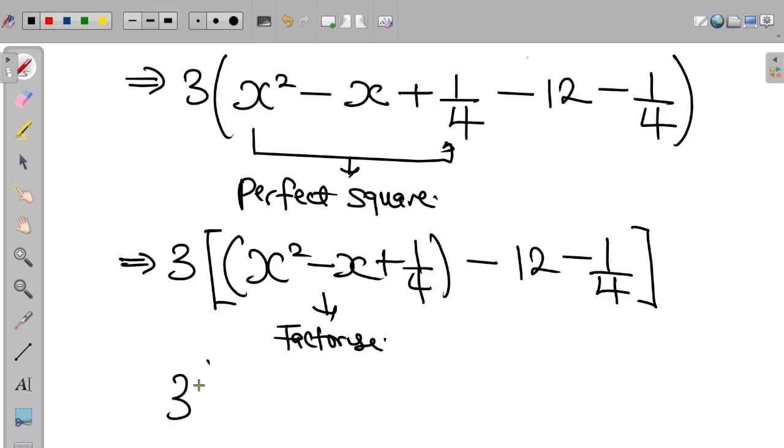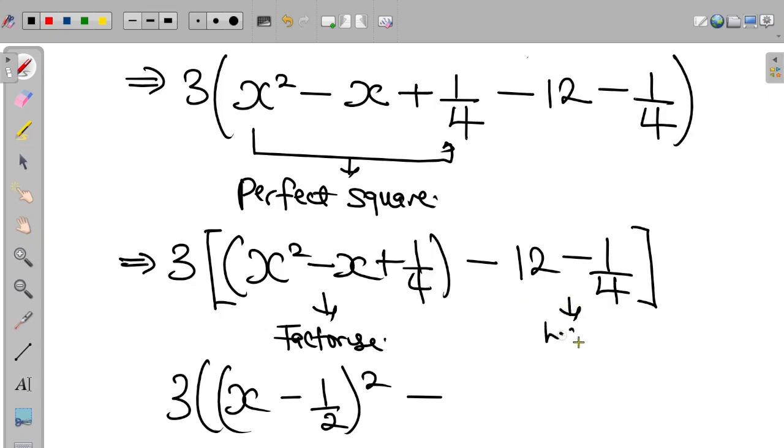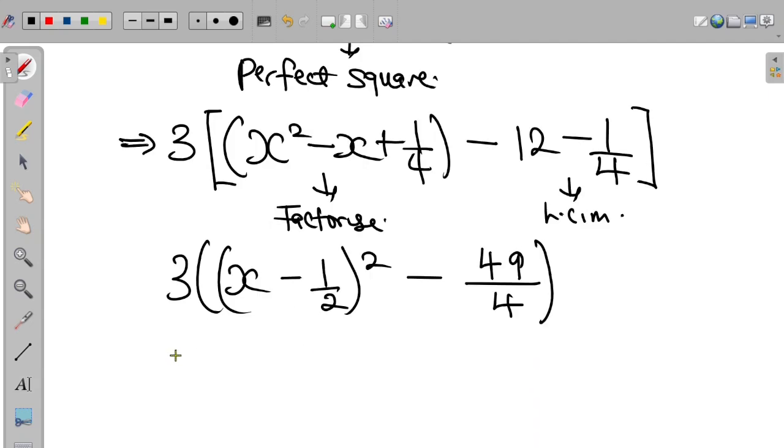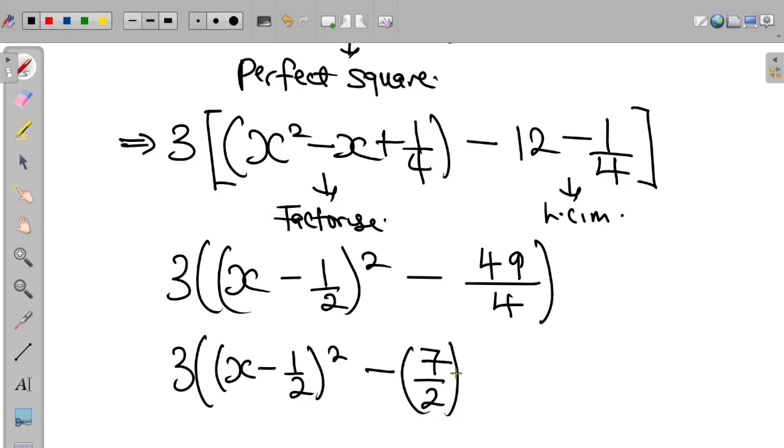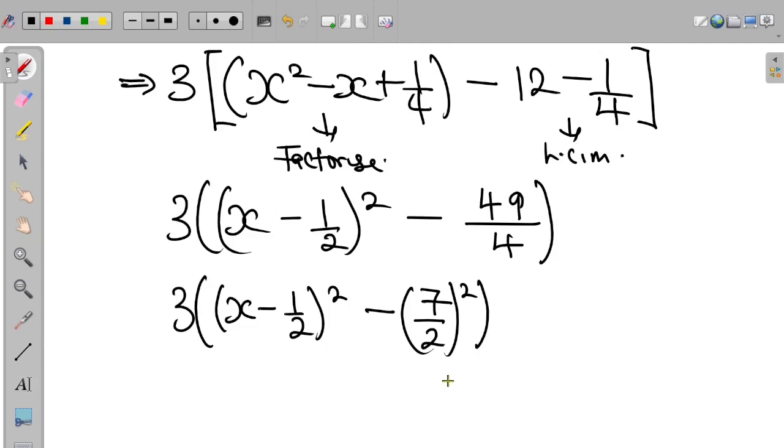Now, if we factorize this, it becomes 3, open your bracket, x minus 1 divided by 2, all squared. At this point, we can take the LCM here. This becomes 49 divided by 4. So therefore, this becomes 3, open your bracket, x minus 1 divided by 2, all squared, minus 7 divided by 2, all squared.